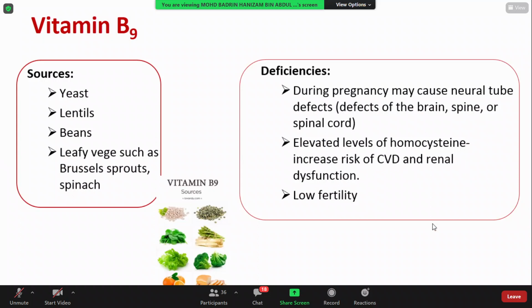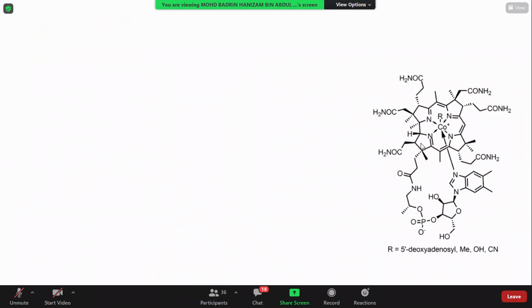An elevated level of homocysteine increases the risk of CVD, cardiovascular disease, and renal dysfunction. It can also cause low fertility. So vitamin B9 is quite important compared to the rest of the vitamin B group in terms of the specialized high requirement for pregnant ladies.